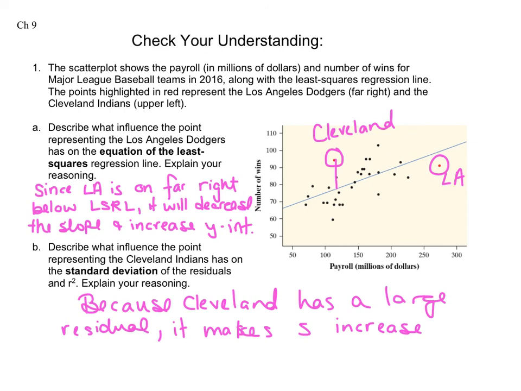Because Cleveland has a large residual, it makes s, that standard deviation of the residuals, increase, and it's going to make r squared smaller. Now, why will r squared get smaller? Well, it's going to weaken my correlation, and if it's weakening r, it's also weakening r squared. So it's making my model poor having it in there.